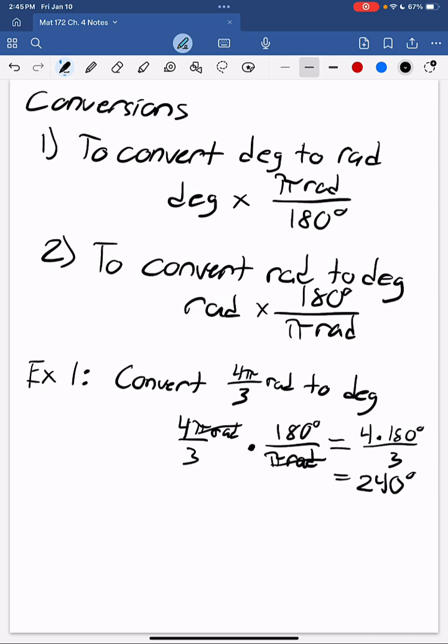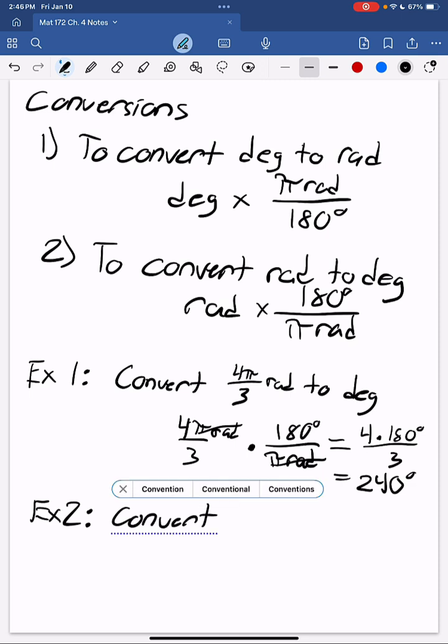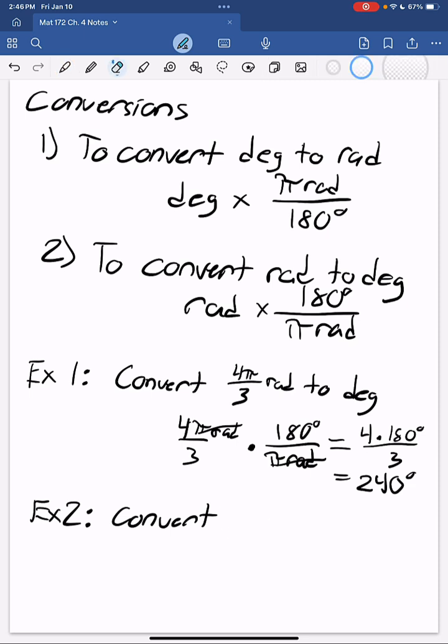Now let's look at another example that I want you to try on your own first. Convert 60 degrees to radians. Go ahead and pause the video and try to solve this one on your own.